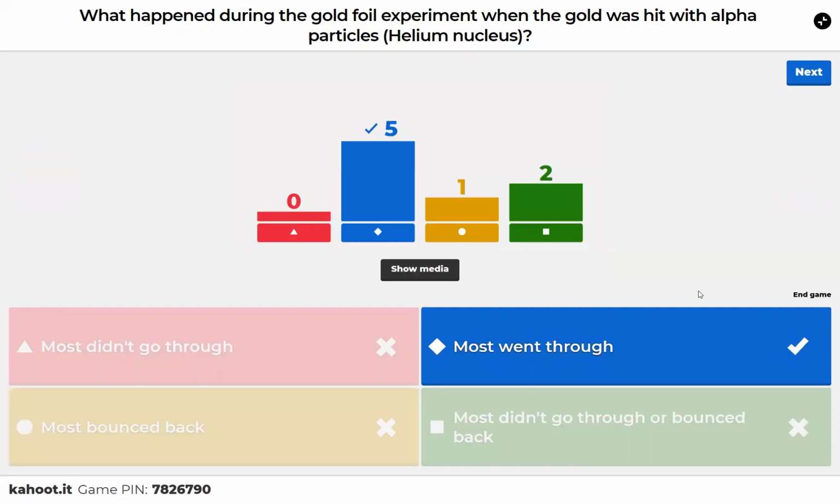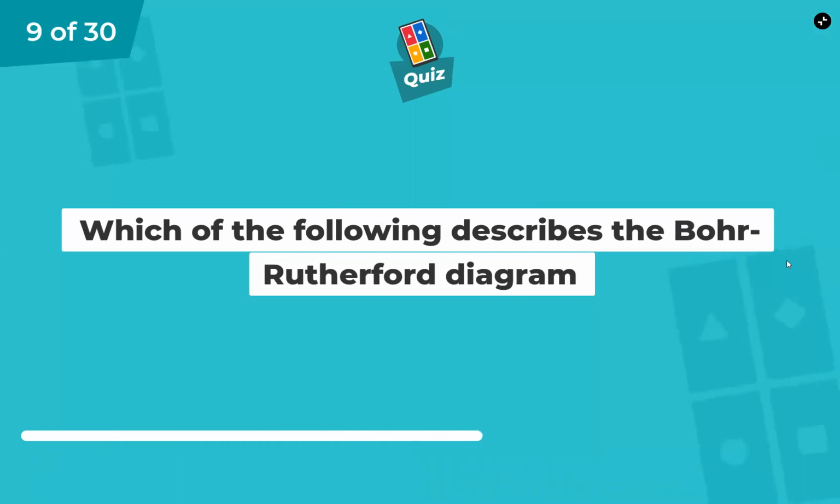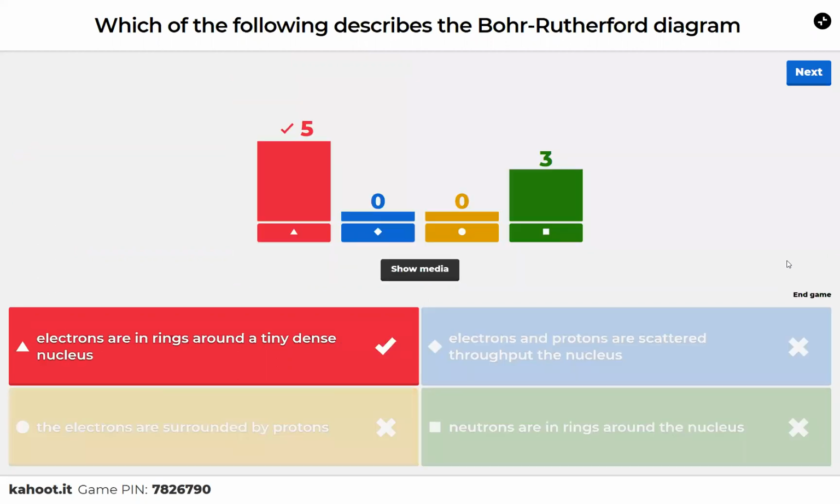Yeah, most went right through, which says the atom is mostly empty space. Next question. Bohr Rutherford diagram. What's the best description? Yeah, very good. Electrons are in rings around the tiny dense nucleus.